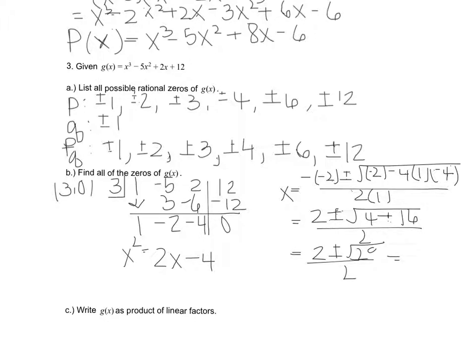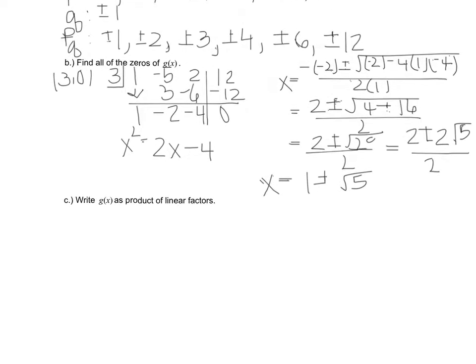When we simplify the square root of 20, it becomes 4 times 5. The square root of 4 is 2, so we end up with 2 plus or minus 2. Underneath the square root, we still have 5, all over 2. And we do want to simplify. Anytime numbers outside the square root can simplify, we want to do that. 2, 2, and 2 all are divisible by 2. We end up with 1 plus or minus the square root of 5. So those are my last 2 zeros.